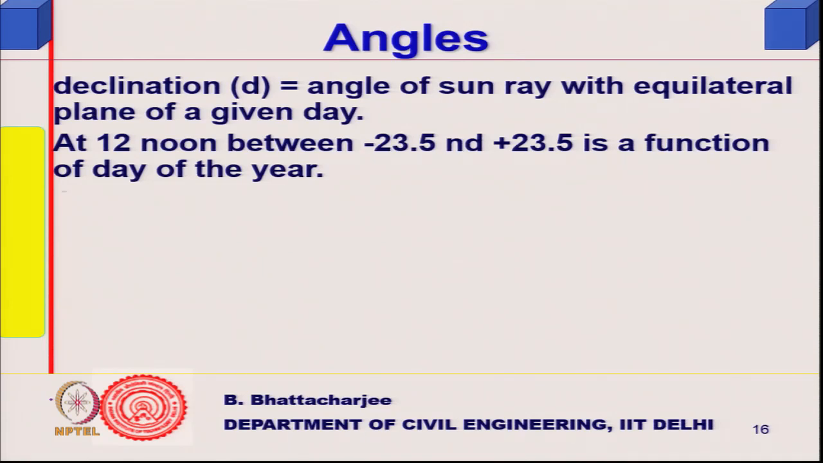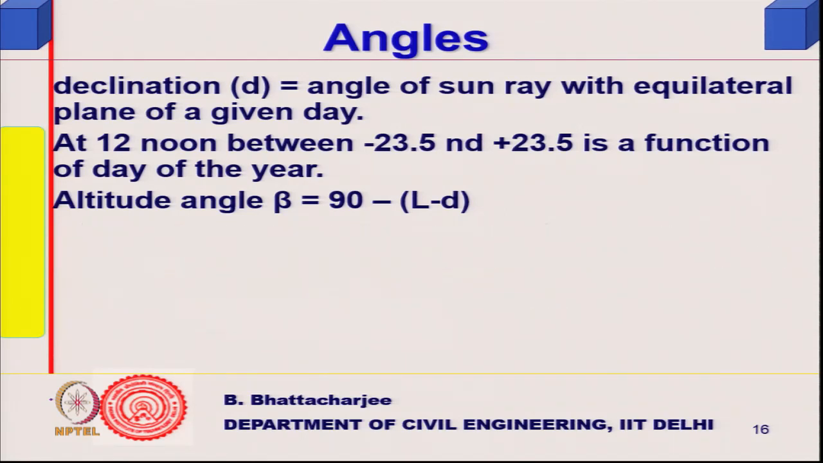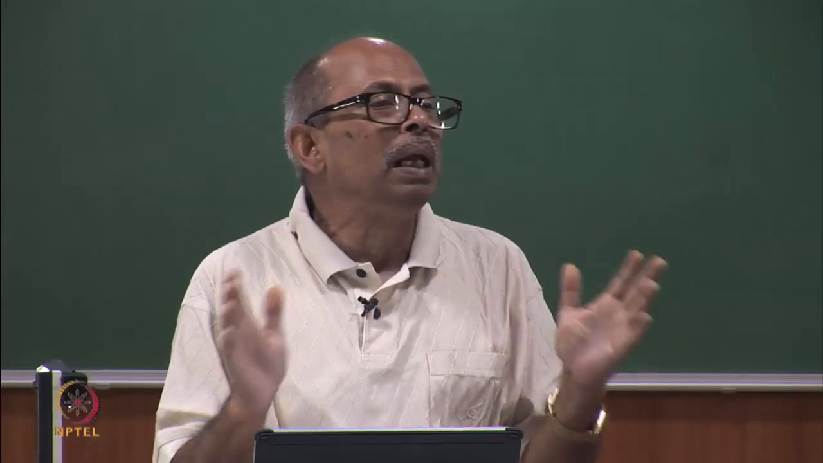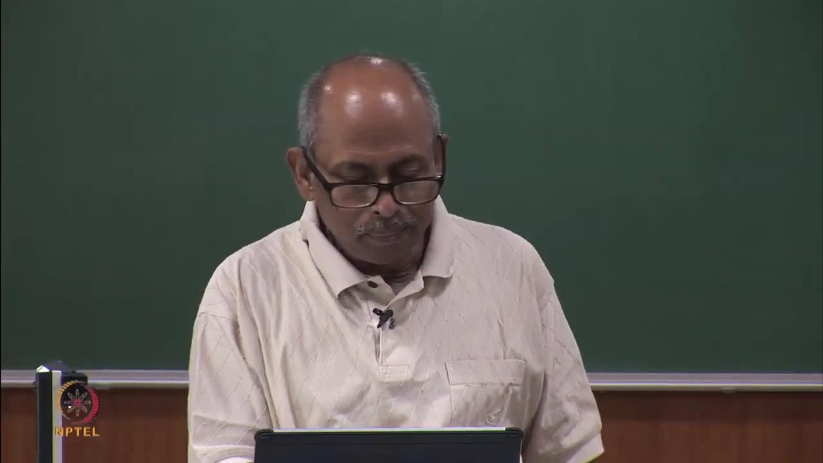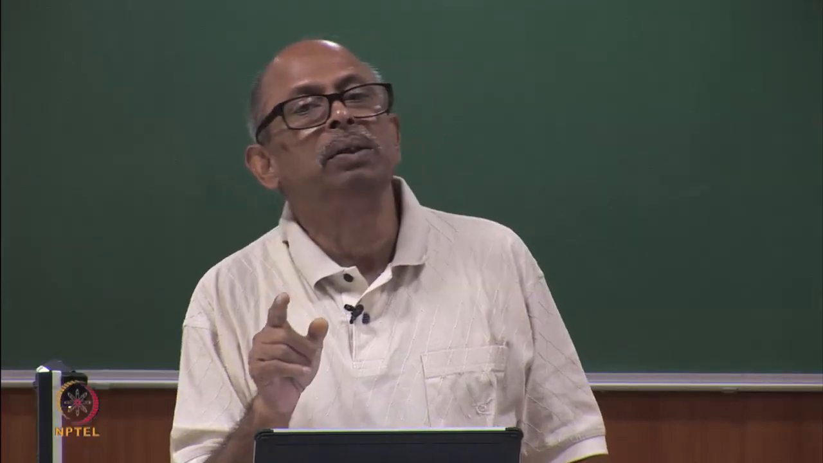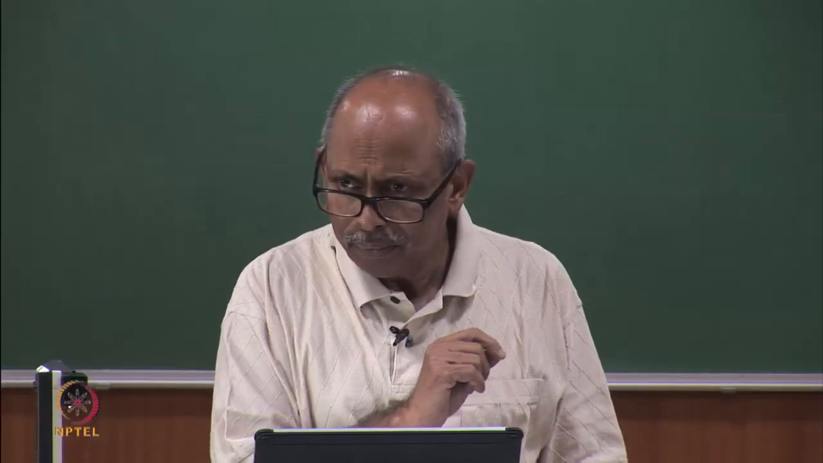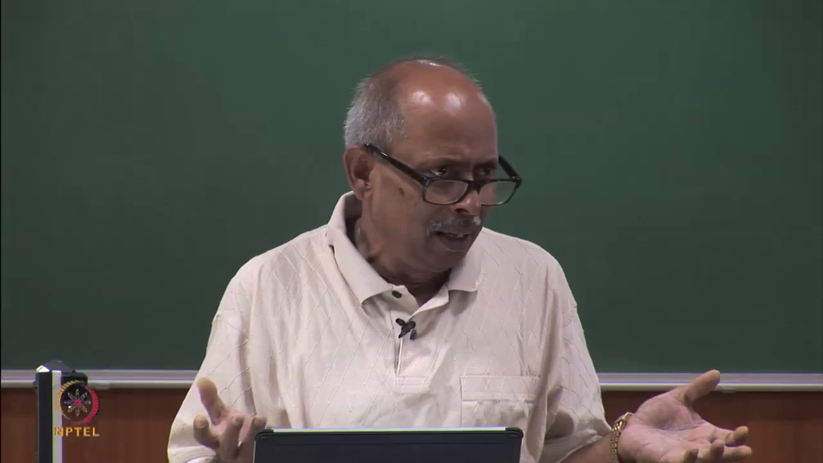So, this angle, I will come to this statement later on. It is a function of the day of the year. Now, there are a number of empirical equations to find out the declination d as a function of n, capital N, which is the number of the day of the year. I will give you only the simplest one.